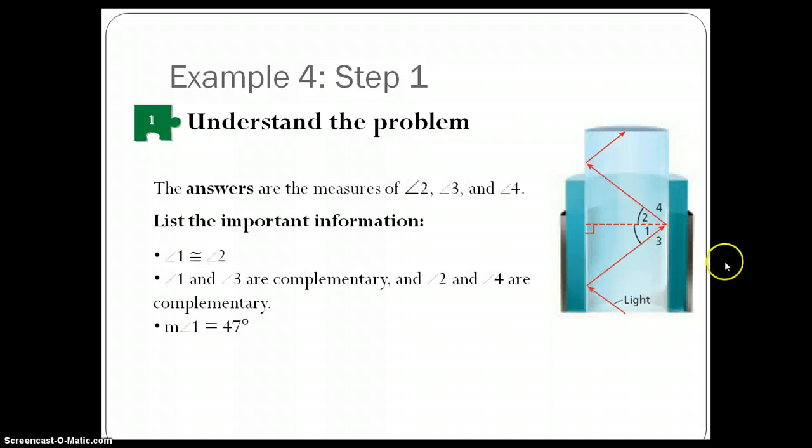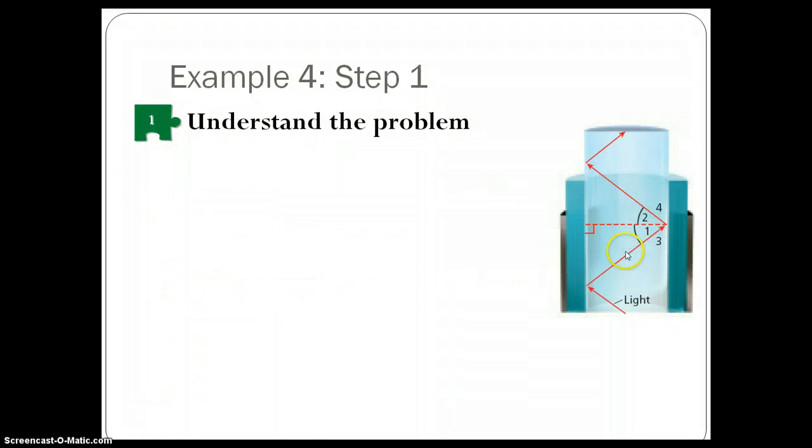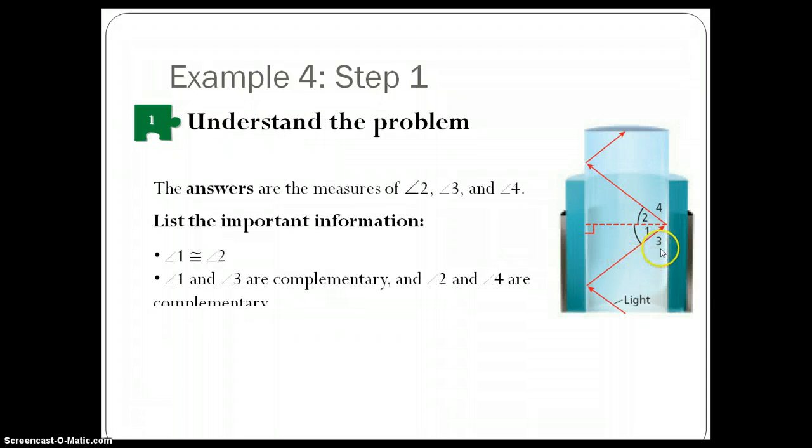The answers are angles 2, 3, and 4. So we're going to list what we know. Angle 1 and 2 are congruent. 1 and 3 are complementary. That means that this forms a 90-degree angle. And 2 and 4 are also complementary, which forms a 90-degree angle. And we were told that the measure of angle 1 is 47 degrees.